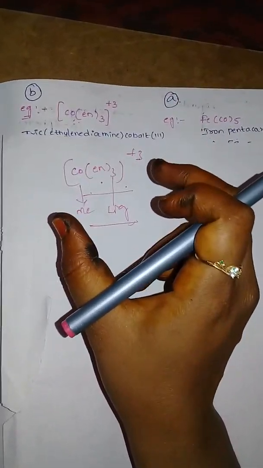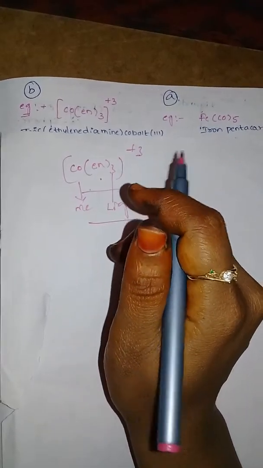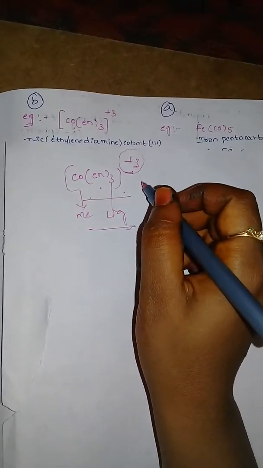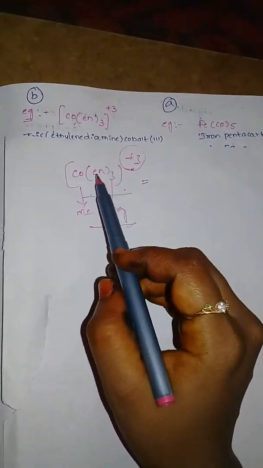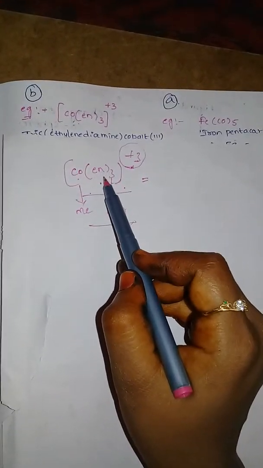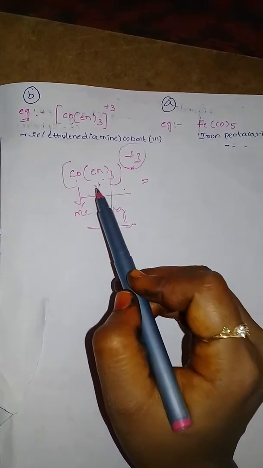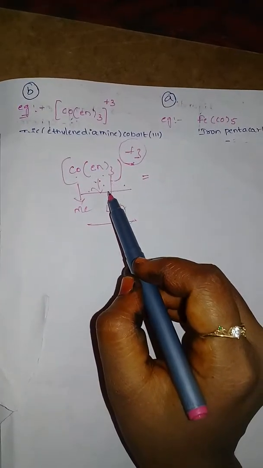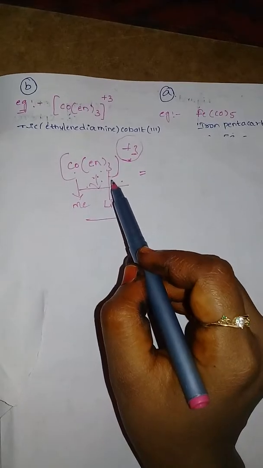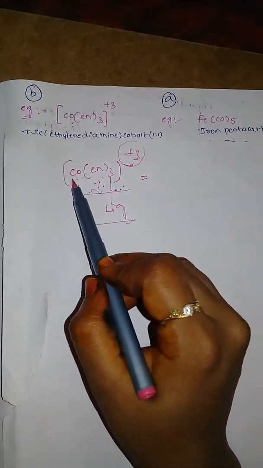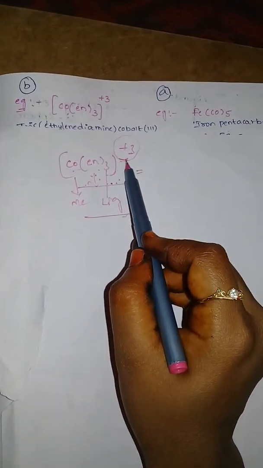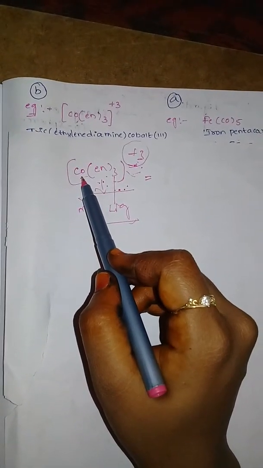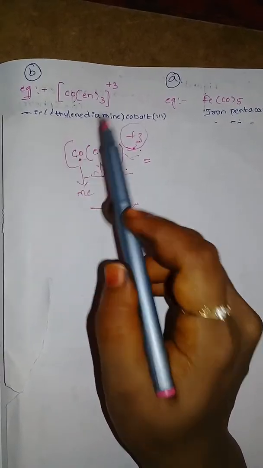If the coordination sphere contains only neutral ligands, it means the oxidation state of the metal is the charge on the coordination sphere. Why? In the coordination sphere, metal and ligand are present, but this ligand is a neutral ligand. Based on the second trick, if the complex contains only neutral ligands, the oxidation state of the central metal atom is the charge on the coordination sphere. So what is the charge on the coordination sphere? Plus 3. So the oxidation state of the metal is plus 3.